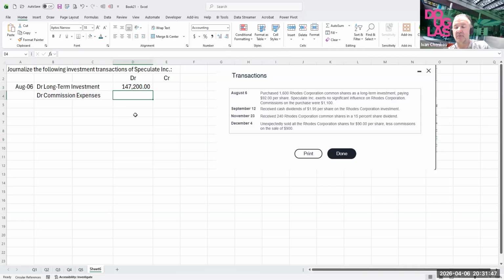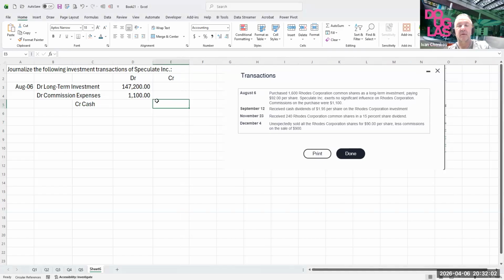And commission expense 1,100, and credit will be cash. And that's gonna be equal to this one plus this one. Somebody asked for combined entry. That's your combined entry. Now we cover the combined entry. We don't have to go back to combined entry. Now let's go to the next one.